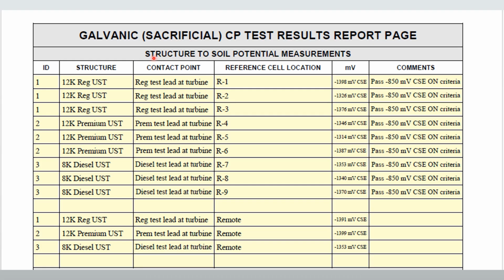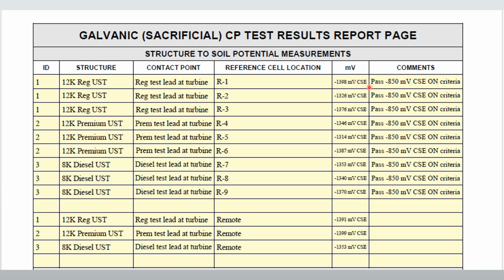So this is an Oregon form for their UST-CP stuff. So I just use Oregon's form. And this is for that same system we just saw. So R1, R2, R3, which test lead I was attached to. Here's my readings with the proper polarity reported in millivolts with the type of reference cell that I was using.